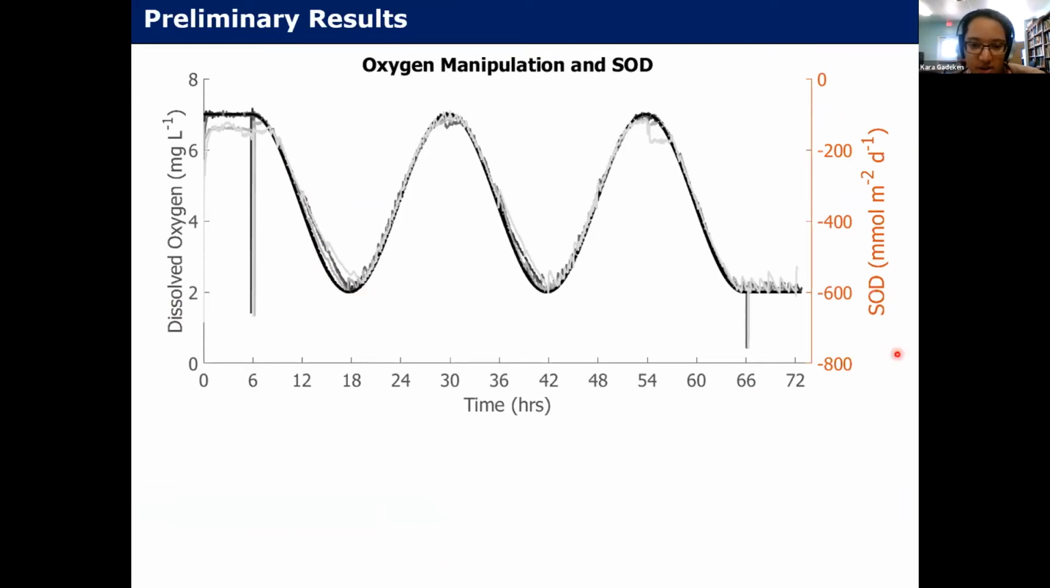I also have here an axis that's going to become relevant in a moment that I'll explain. So this is the SOD axis. And what you need to know about this is that more negative SOD here means more oxygen flux into the sediment. So more negative equals greater flux.